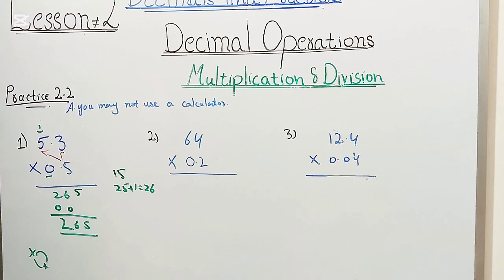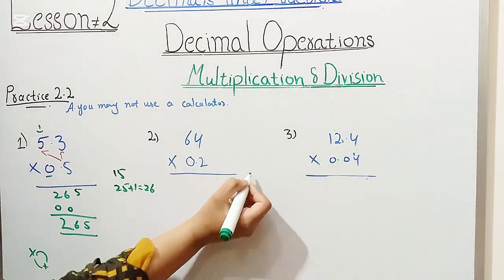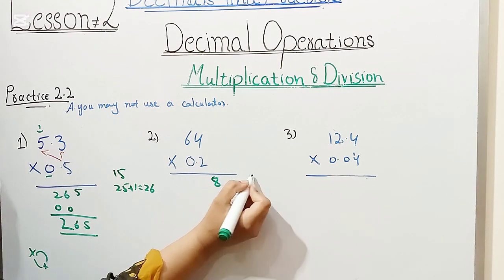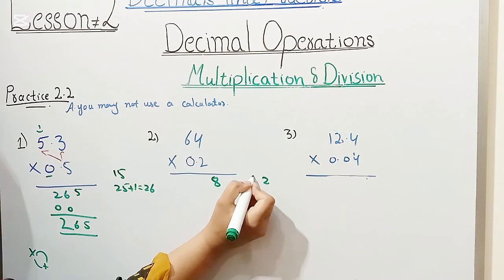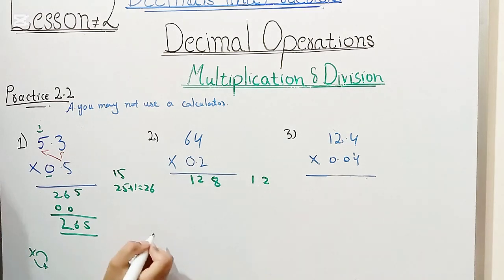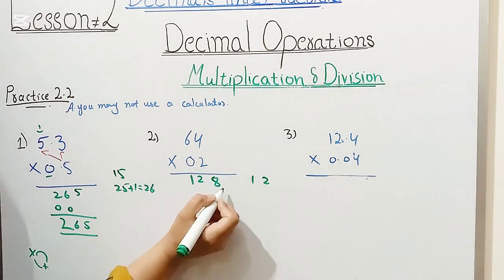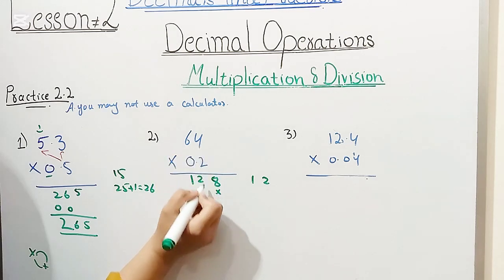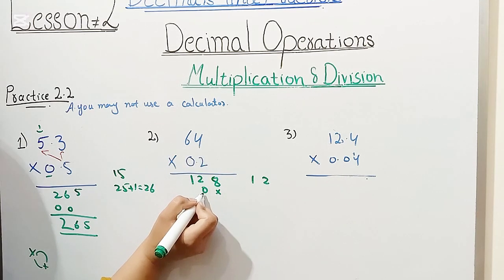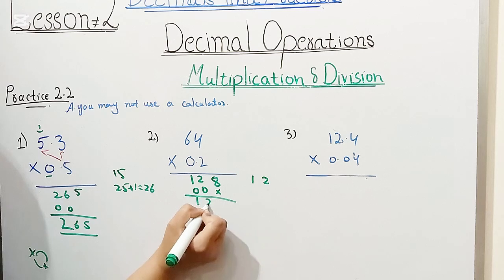Okay. Next, 64 multiplied by 0.2. 6 2s are 12. 4 2s are 8. I will write it. 128. Then 0 0. I will write from the tens place, 0 0 12 8.